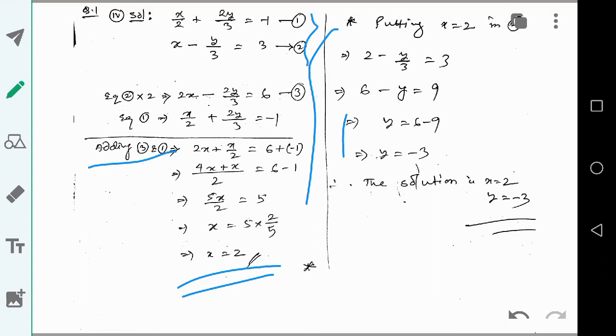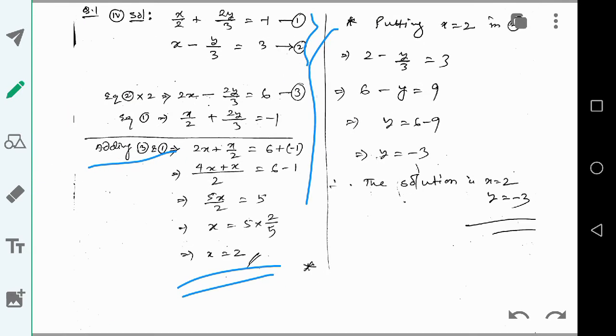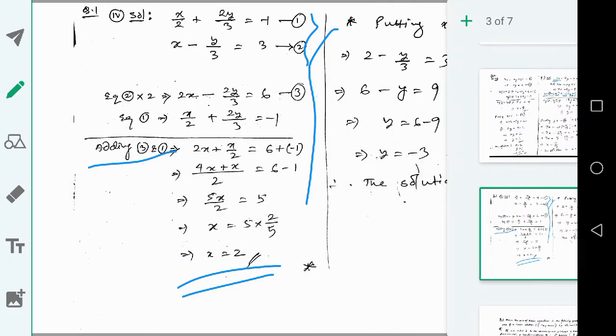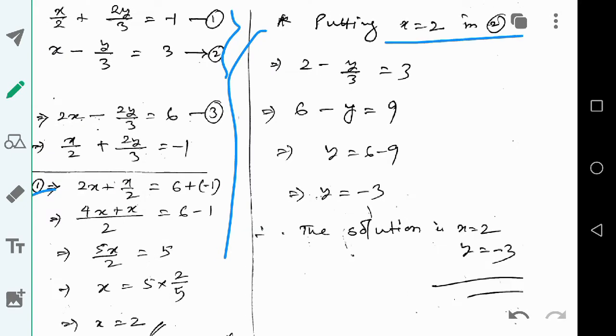Okay, now putting this value of x in any one of these equation number 1 and 2, I have used this value in equation number 2. Putting x is equal to 2 in equation number 2, that means you just need to replace the x by 2, then we have got 2 minus y by 3 is equal to 3.